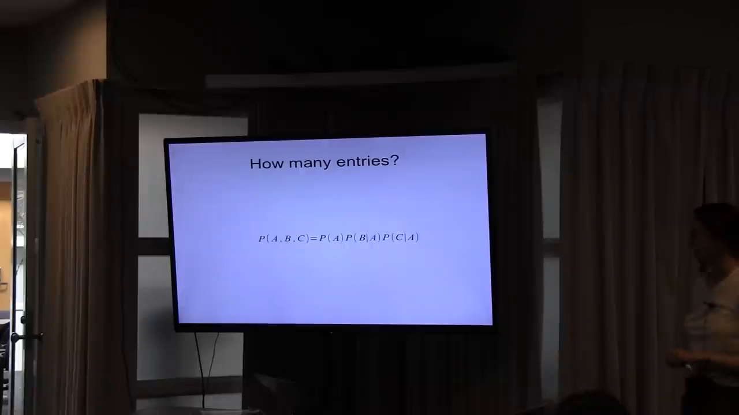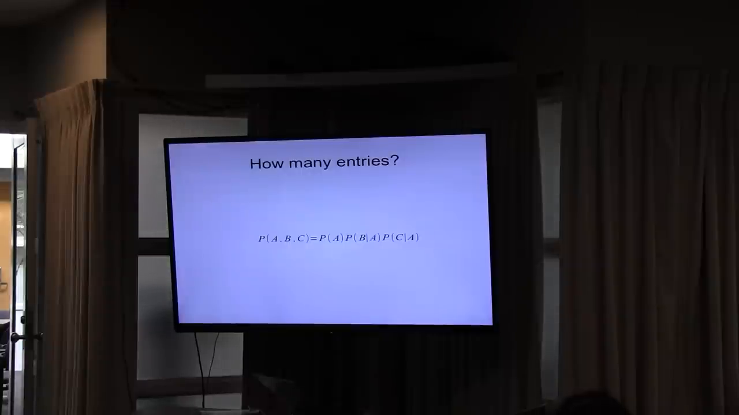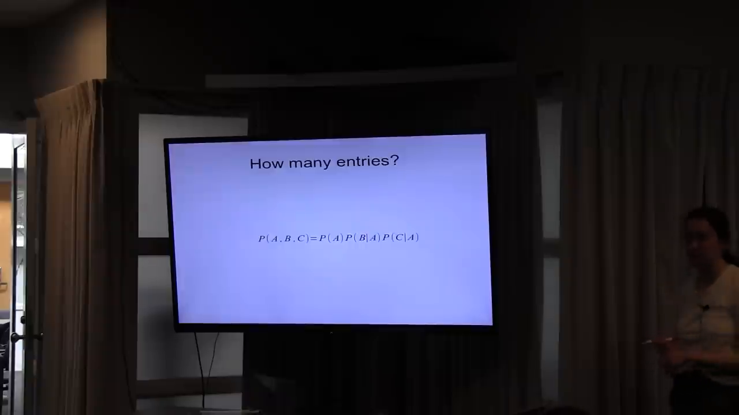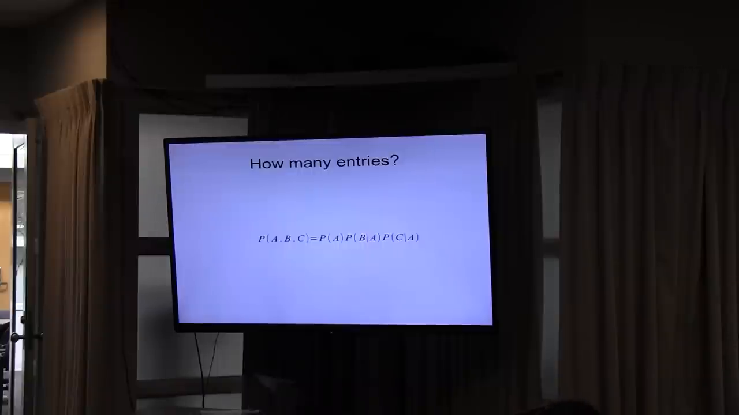So how many entries are in P of A? Two, three. So there's three entries. Yeah, "entries" is an ambiguous word, I guess. So there's three numbers that I can look up, but how many do I get to pick? Two. Yeah, so there's two entries in P of A.